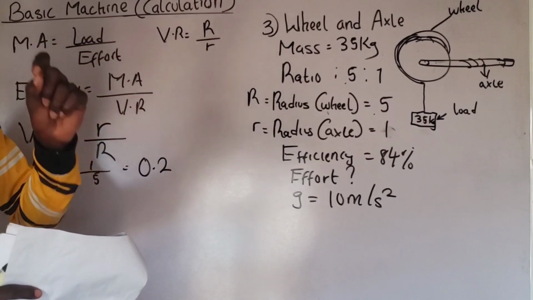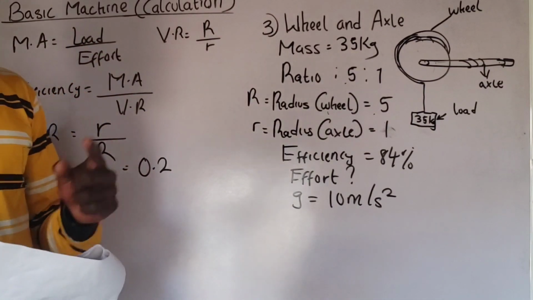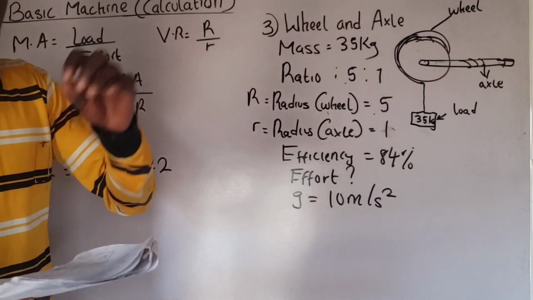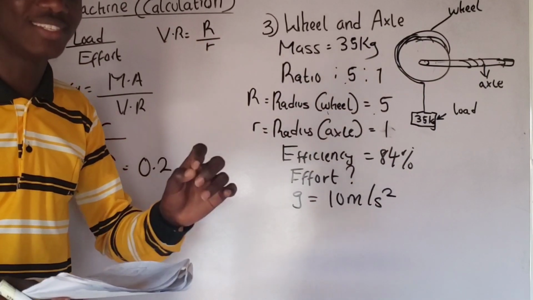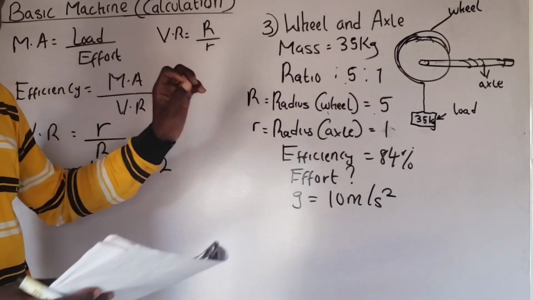Please take note of that, because you might be given a question in the exam that says, assuming, after giving you the question like this, take g equals 10 meters per second squared, assuming the load is on the wheel, what is the effort required to lift up the load? You can see now. So pay attention to those two concepts, okay?